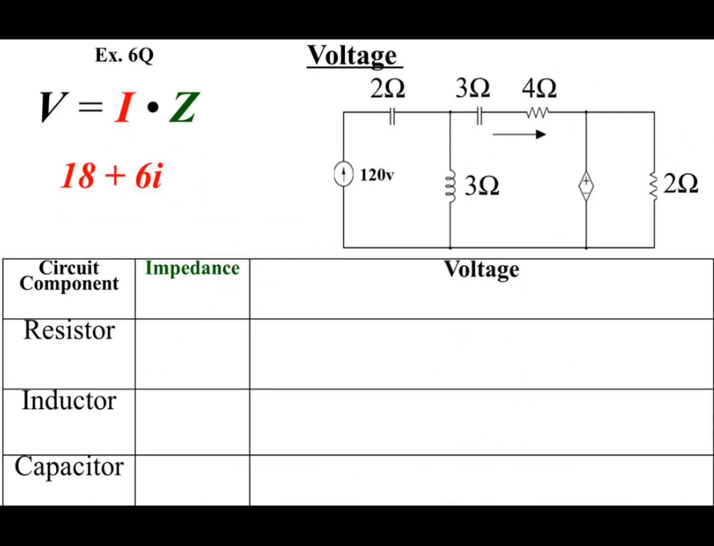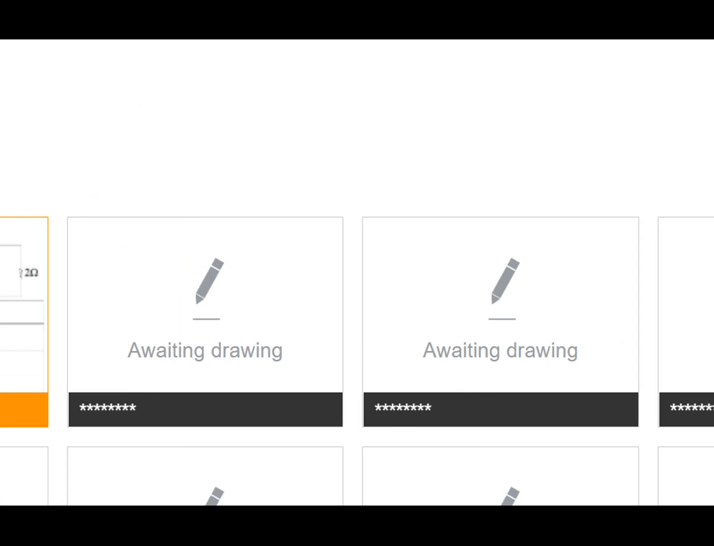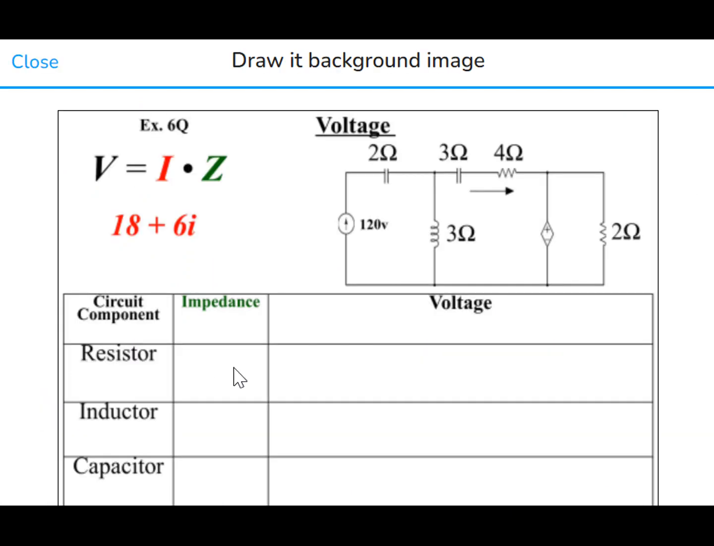Problem number 6, the current that they give us is 18 plus 6I, and you copy that electric circuit and fill in the table, find me the impedance, and find how much voltage is going through each component. Copy and go. I'm going to forward the screen so that as soon as you're done, you take a picture and submit that. And that's going to be our last problem. I'll stop the video at this point.